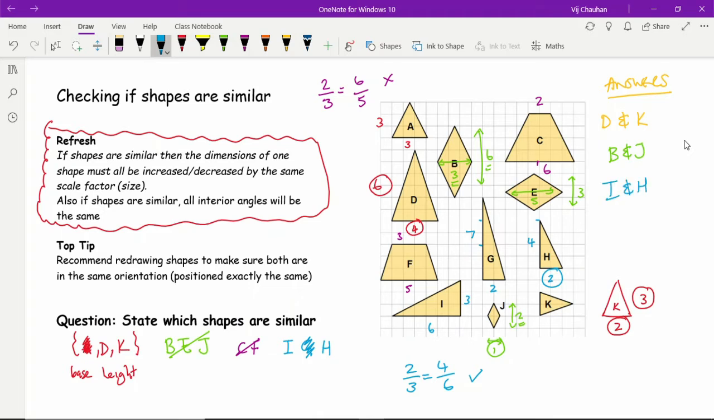So what's worth doing is just looking at the fractions and writing equivalent fractions. And that's probably the easiest way of seeing whether sides are going to be similar when you're comparing the two lengths.